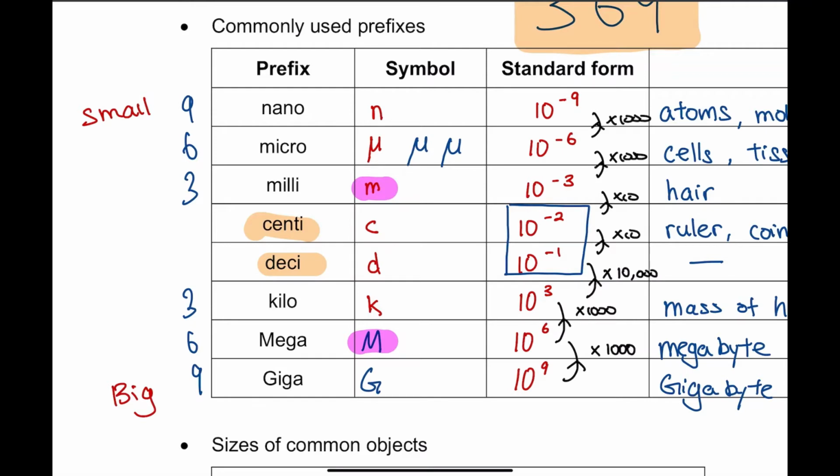So why do we need prefixes? You use centimeters to measure, for example, the width of your token. You measure the thickness of your hair in millimeters. You measure your height in meters. You measure the distance from our school to Jurong West in kilometers. So prefixes help to reduce the number of zeros involved. Nano is the smallest, giga is the biggest. So you need to remember 369, 369, centi, deci, by heart.